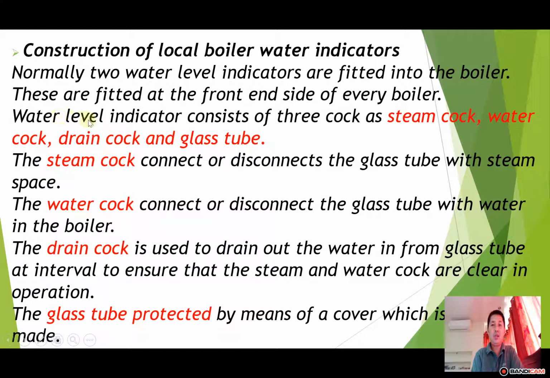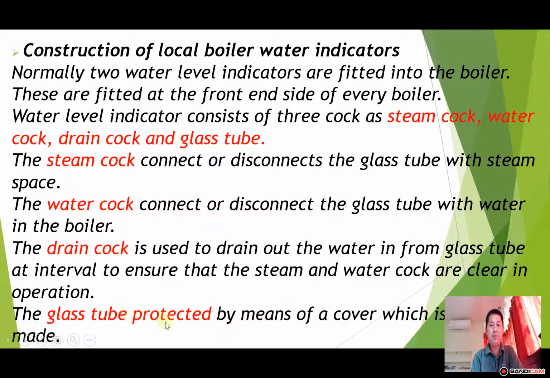Water level indicators consist of the steam cup, water cup, drain cup, and glass tube. The steam cup connects or disconnects the glass tube with the steam space. The water cup connects or disconnects the glass tube with the water in the boiler. The drain cup is used to drain out the water from the glass tube at intervals to ensure that the steam and water cups are clear in operation.